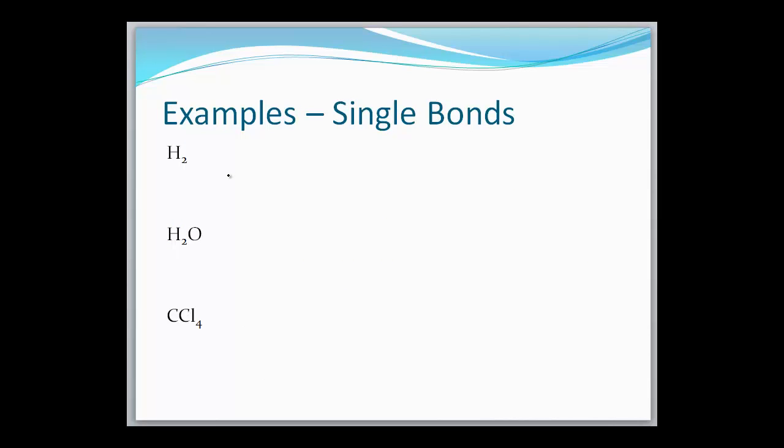Okay, let's go through a couple of examples, and what we'll illustrate here is what we refer to as single bonds. A single bond is one shared pair of electrons. Okay, so first of all, count the total valence electrons. Each hydrogen has one, and there's two hydrogens, so there's two total. Now here we've got hydrogen and hydrogen.